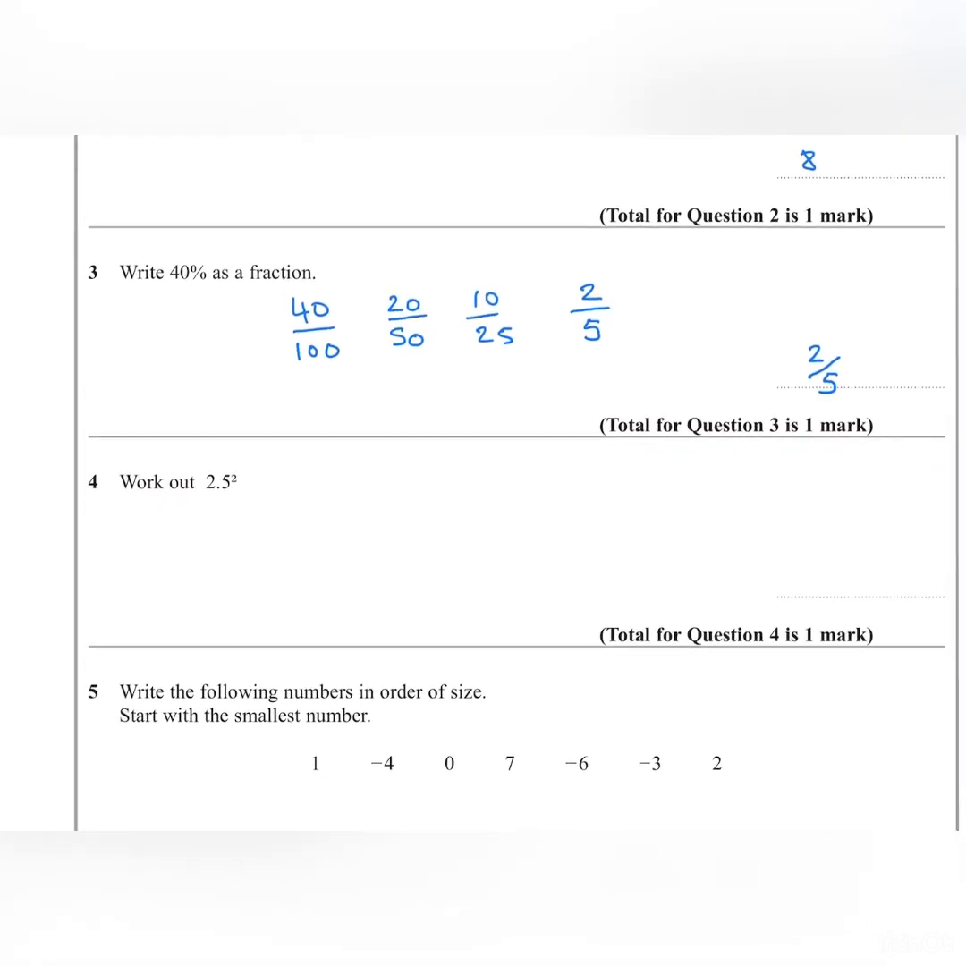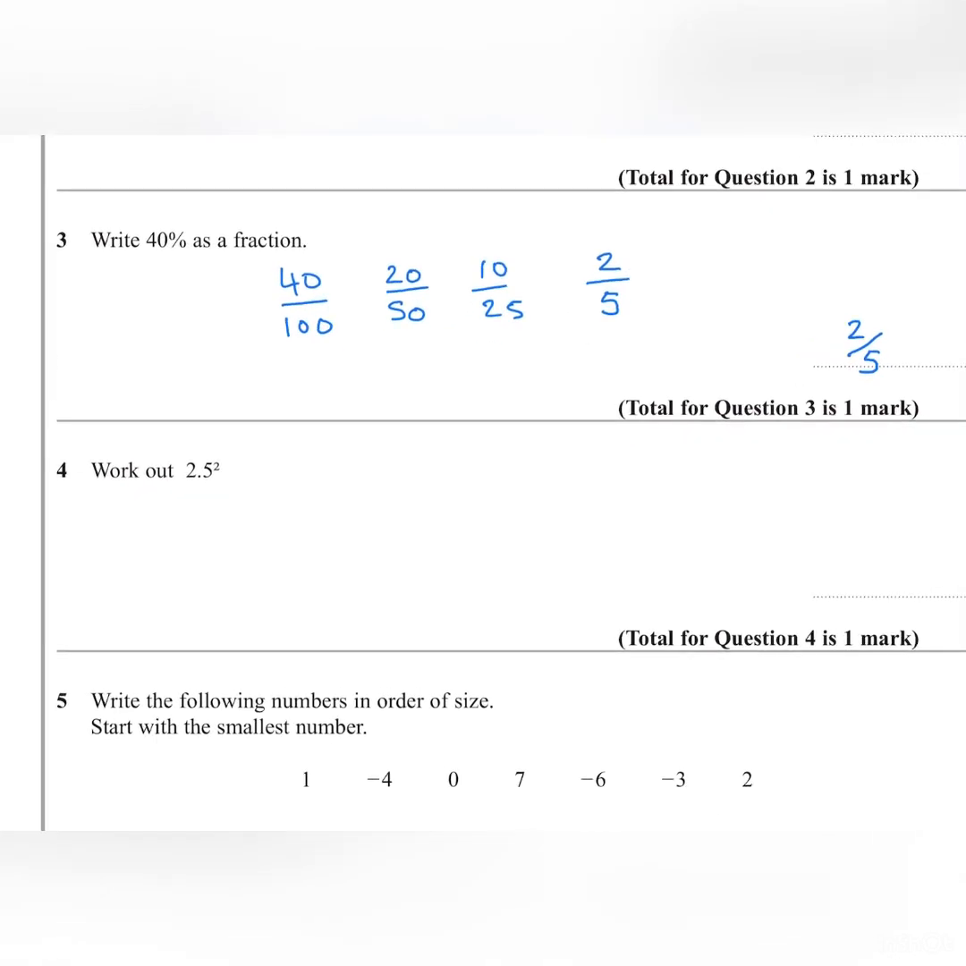Okay, question number 4, it says work out 2.5 squared, so that means 2.5 times by 2.5. It's a calculator paper, so put this into the calculator and work the answer out. Okay, 6.25.